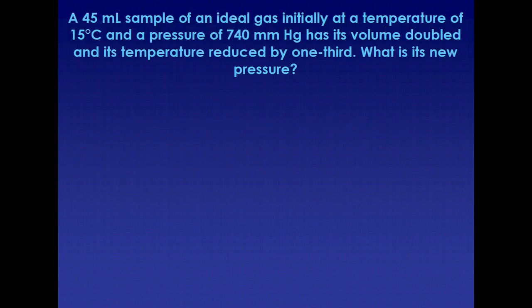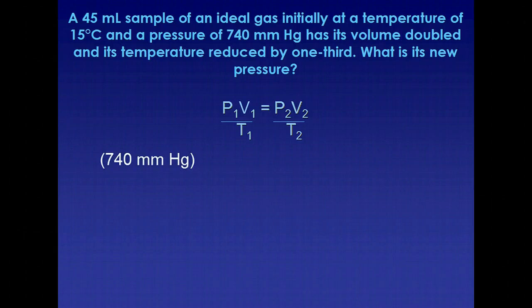So we have 45 mils of an ideal gas that's at a temperature of 15 Celsius and a pressure of 740 millimeters of mercury. The volume got doubled. The temperature was reduced by 1/3. What is the new pressure? So P1V1 over T1 equals P2V2 over T2. We have all of the initial conditions. We just have to convert that 15 Celsius into Kelvin. So there's the 740 millimeters of mercury, the 45 mils, and the 288 Kelvin.